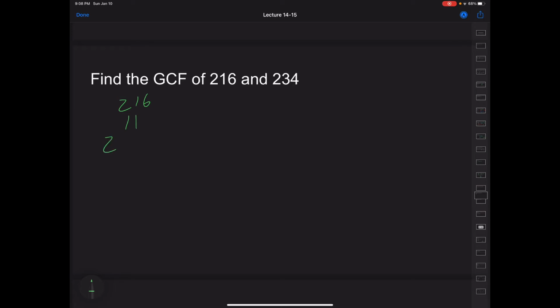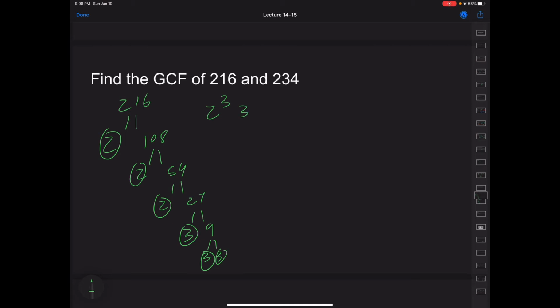216 is 2 times 108. 108 is 2 times 54. 54 is 2 times 27. 27 is 3 times 9, which is 3 times 3. So we end up with 2 to the third times 3 to the third. Do the other one in blue.